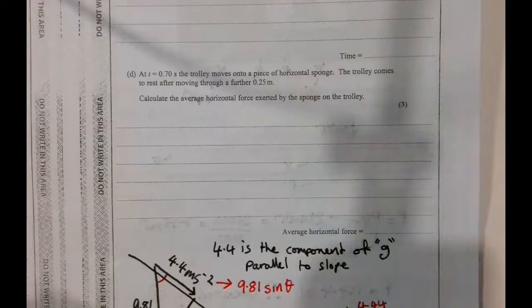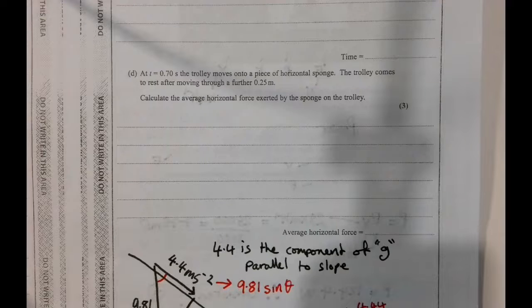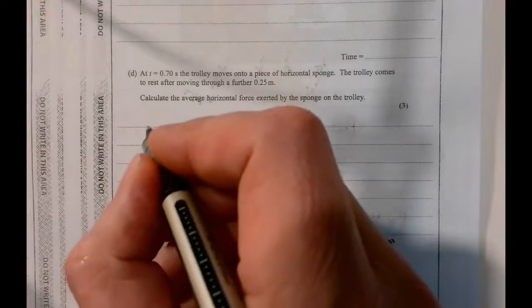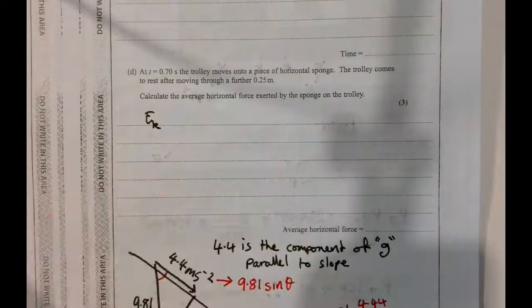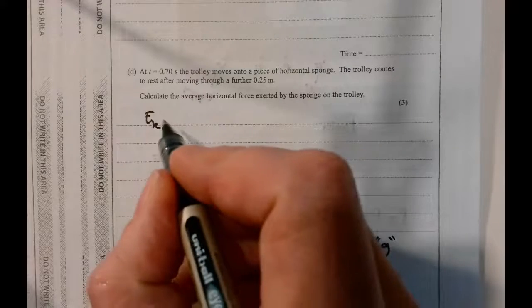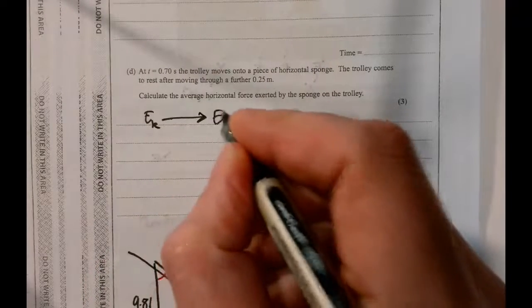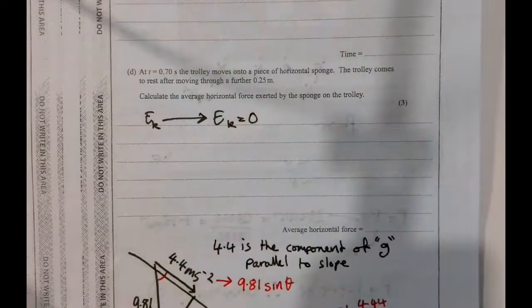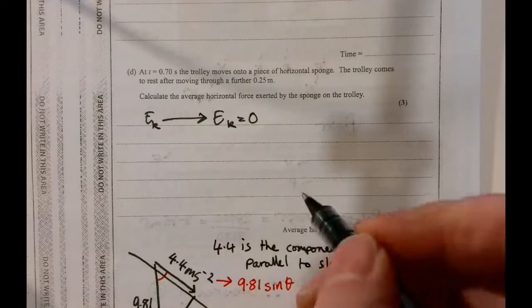At t = 0.7 seconds the trolley moves onto a piece of horizontal sponge. The trolley comes to rest after moving through a further 0.25 metres. What this is getting at is that the trolley has kinetic energy, it's moving, and then it comes to a stop. Basically work is done by friction, so you're trying to work out that force. While it's moving we've got kinetic energy at a maximum, and when it's come to a stop the kinetic energy equals 0. And why has that happened?